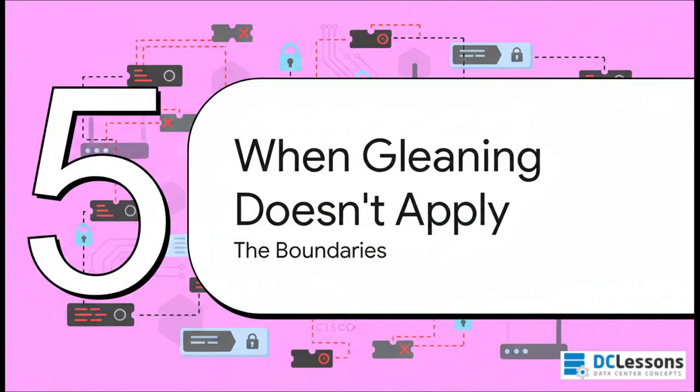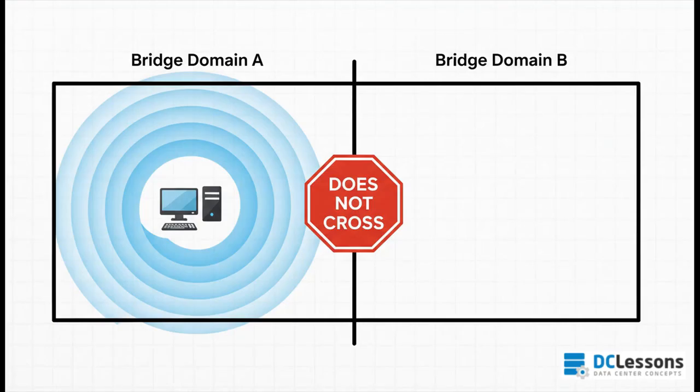Okay, but knowing a feature's limits is just as critical as knowing what it can do. So let's be really clear about when ARP Gleaning takes a step back and lets other processes take over. This is it. This is the golden rule you have to remember. ARP Gleaning is a layer 2 tool designed to find unknown IPs inside the same broadcast domain. It absolutely does not and cannot cross from one bridge domain to another.